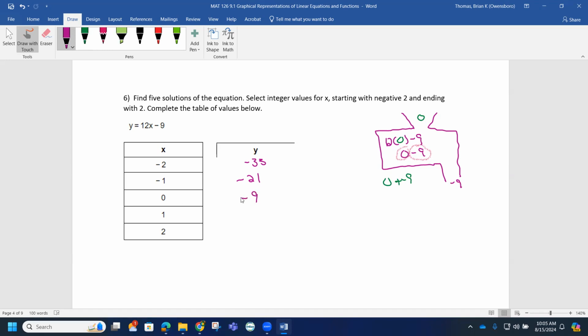So that becomes my solution: those two numbers together, that ordered pair, the x and y, creates a solution. A lot of times, like I said, they'll write those as ordered pairs. So -2, -33 would be a solution. -1, -21 would be a solution. 0, -9 would be a solution. I don't think they're asking us to actually do that in this problem. I think they're just asking us to complete the table.